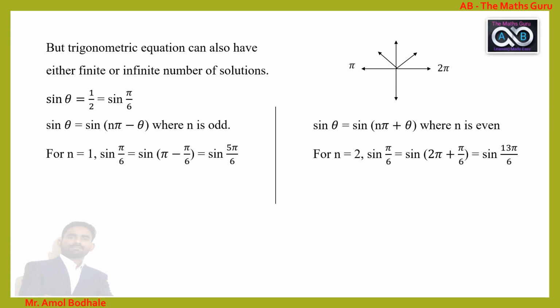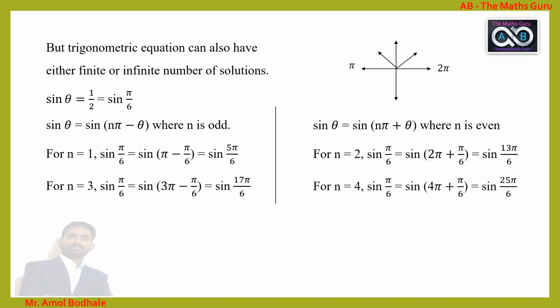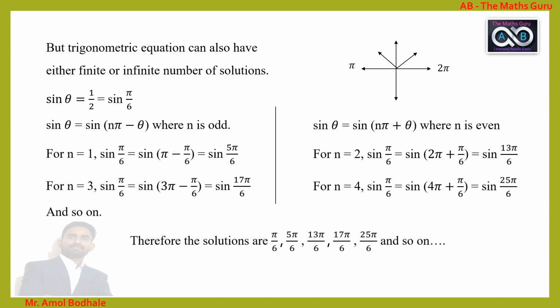For n equal to 2, sin pi by 6 can be written as sin of 2 pi plus pi by 6, that is equal to sin of 13 pi by 6. For n equal to 3, sin of pi by 6 can be written as sin of 3 pi minus pi by 6, that is equal to sin of 17 pi by 6. For n equal to 4, sin pi by 6 can be written as sin of 4 pi plus pi by 6, that is sin of 25 pi by 6, and so on. So therefore here we get the different solutions, that is pi by 6, 5 pi by 6, 13 pi by 6, 17 pi by 6, 25 pi by 6, and so on.